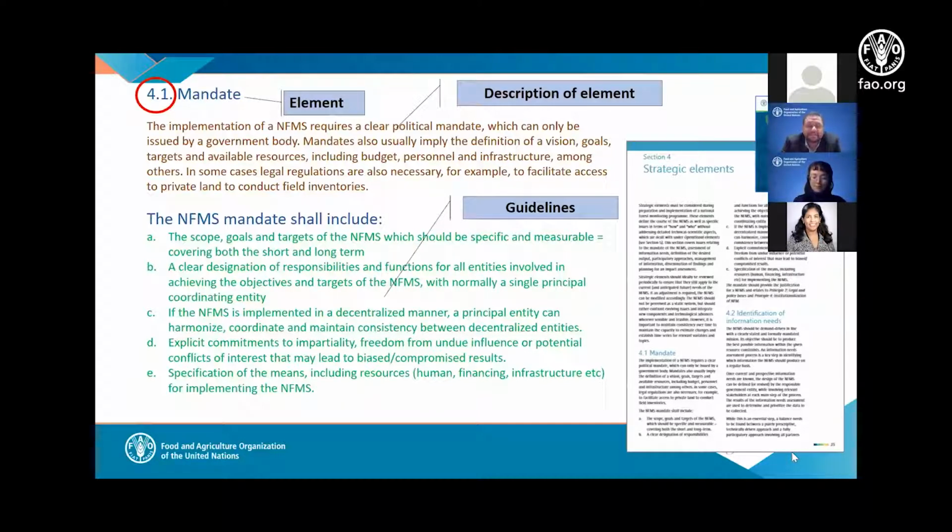Each element, as in the example you can see in the slide, has a number for its identification. In this case, this is the 4.1. Then comes a short description of the element, and then comes the guidance or good practices for each element. Again, the guidance is good practice that was defined during the different expert consultations and based on FAO lessons learned.